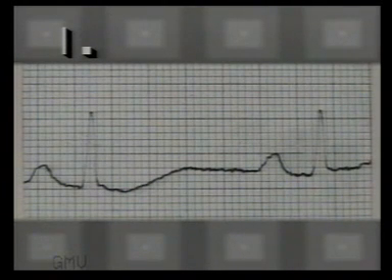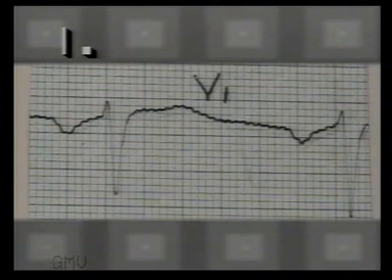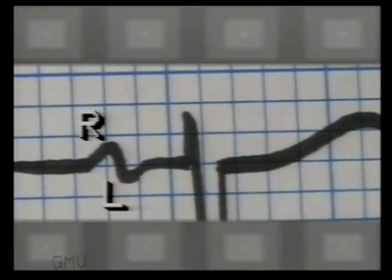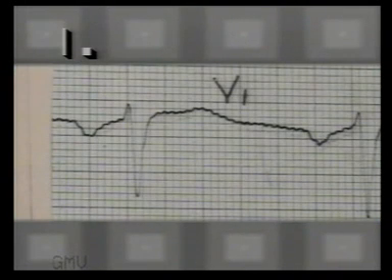Note the P wave in lead 2. It is 3 millimeters wide and 2.5 millimeters tall, so it is biatrial hypertrophy. Now see the P wave in lead V1. The P wave has a broad negative component. In lead V1, P wave is biphasic. The first positive component is right atrial and second negative component is left atrial. So left atrial hypertrophy can also be diagnosed from a broad negative P wave in lead V1.